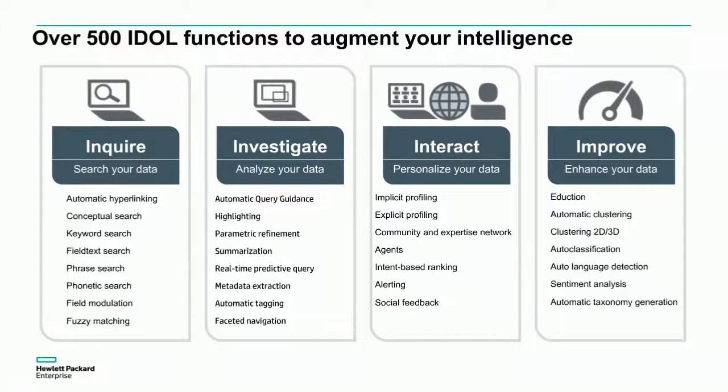Now, we've covered the essentials for enterprise search and how machine learning powers some of the features that make enterprise search more effective. That said, the IDOL platform comes with hundreds of functions which we can put into 4 categories: inquire, investigate, interact, and improve. They complement each other and can be combined to address diverse use cases to make enterprise search that much more powerful.